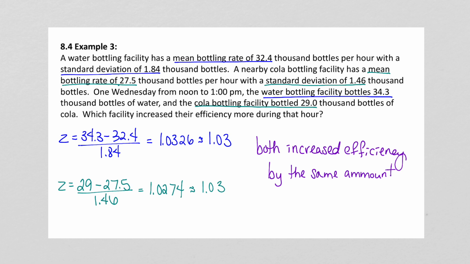Okay? If we had gotten negative Z-scores, that means their efficiency had decreased, by the way.